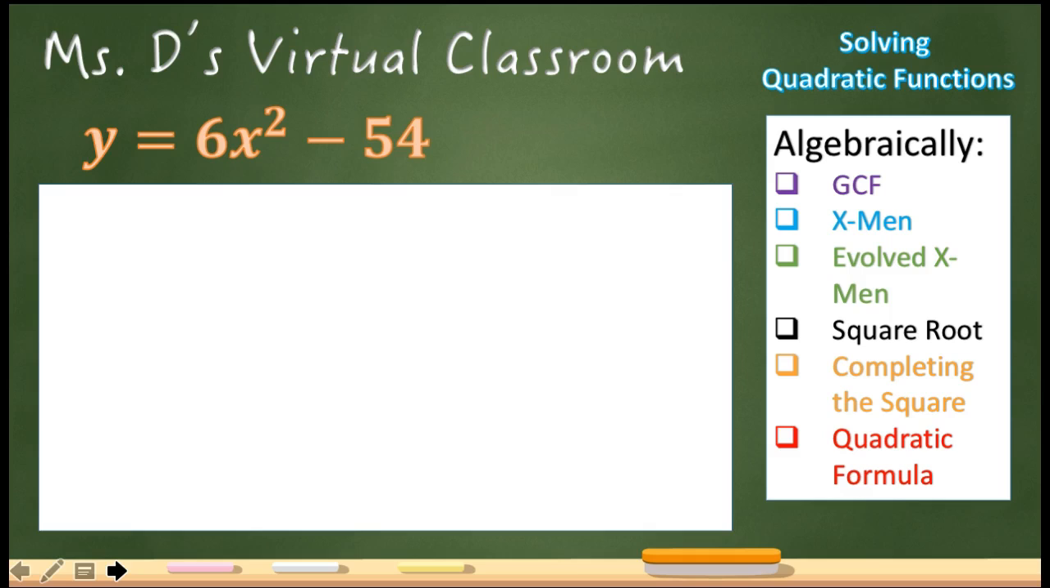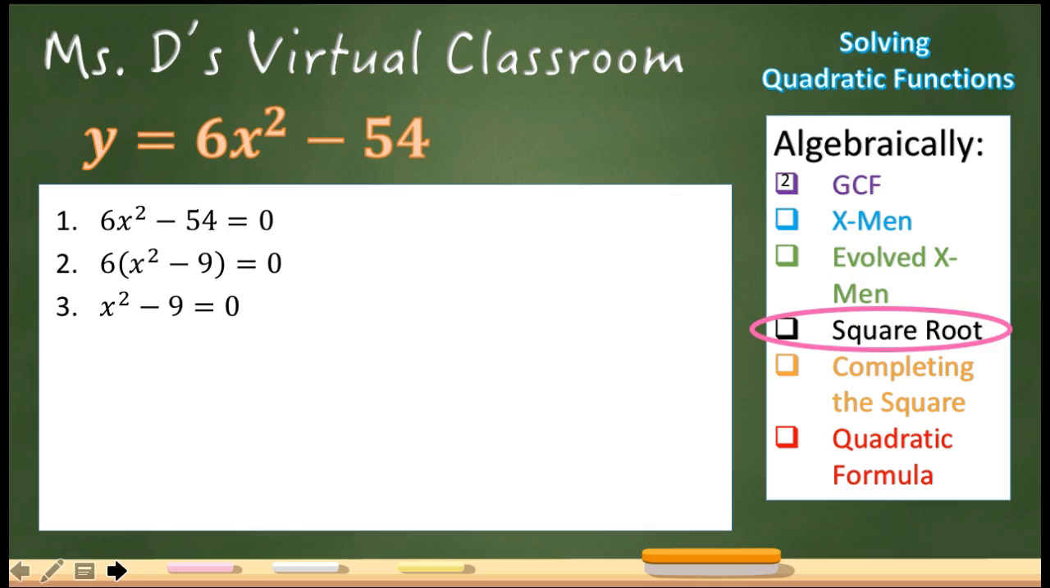y equals 6x squared minus 54. First, set the equation equal to 0. Next, there is a common factor of 6 between the two coefficients, so I'm going to use the GCF method and factor out 6. Dividing both sides by 6, I am left with x squared minus 9 equals 0. Now I can use the square root method because this equation is of the form x squared plus c.